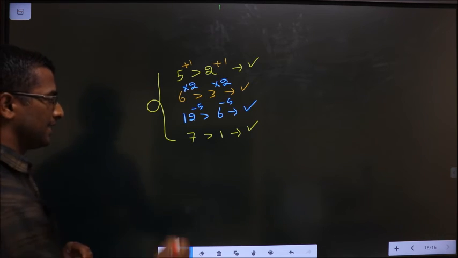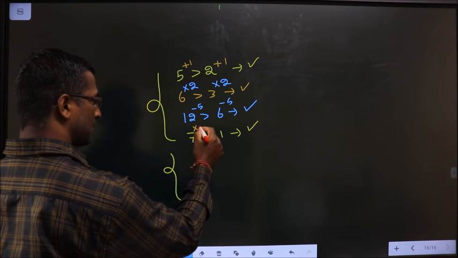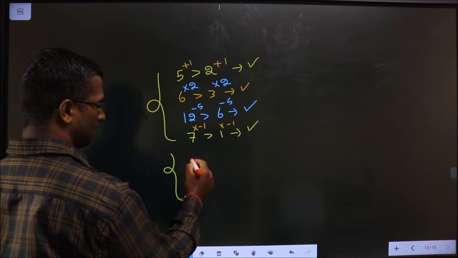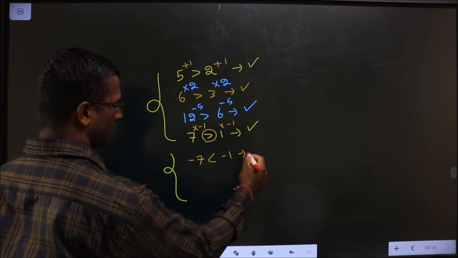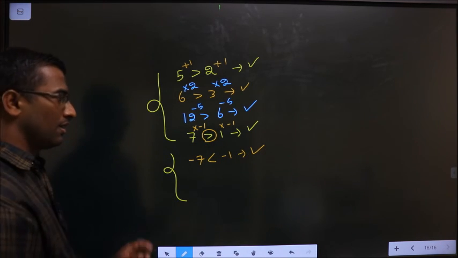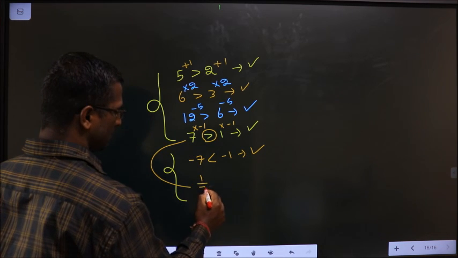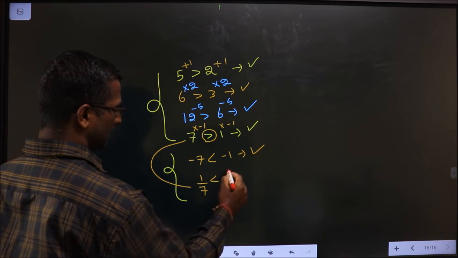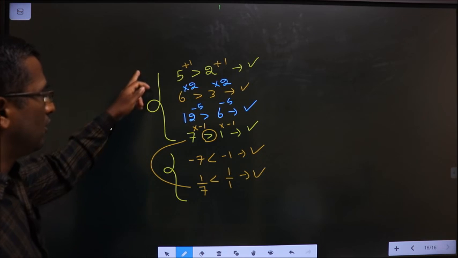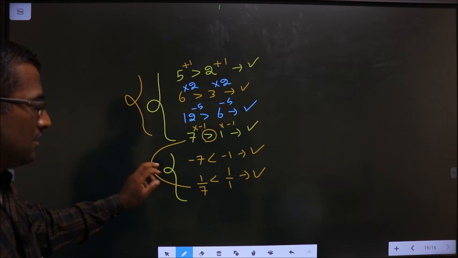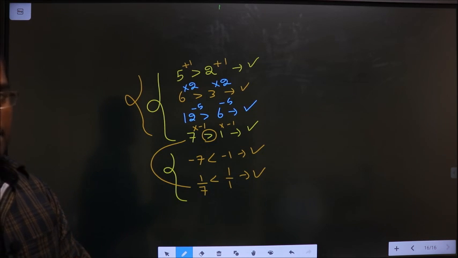Clear? It will change only if I multiply with minus 1, then minus 7, change this direction, and minus 1. Now it is correct. And if I do reciprocal to this one, 1 by 7, change the direction, less than 1 by 1. Now also it is correct. Clear? In all this, it does not change. Only in these two situations, it changes its direction. Okay.